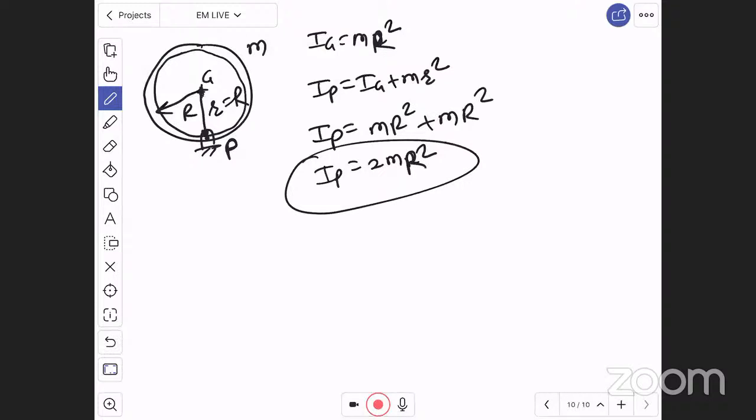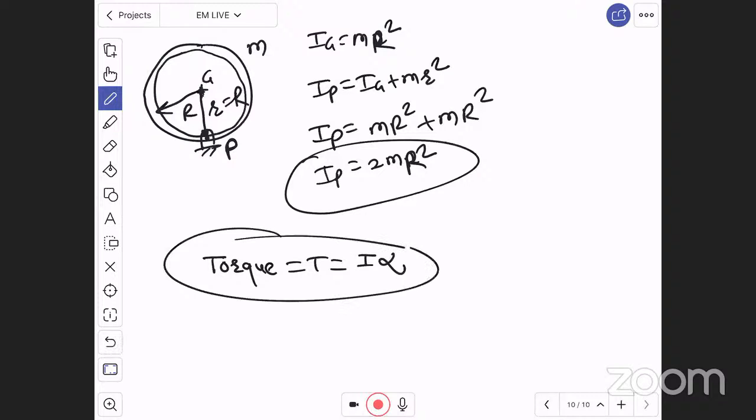Right. And my dear students, torque, which is nothing but T, is nothing but I alpha. Torque is nothing but I alpha.